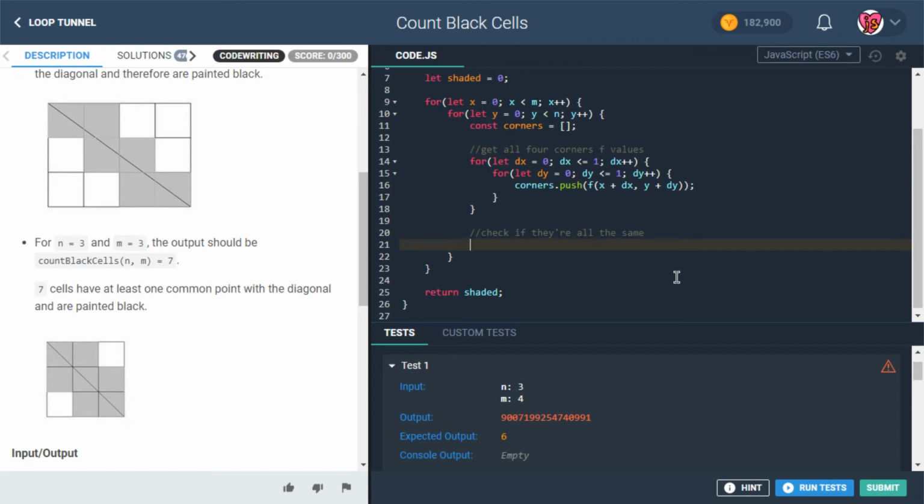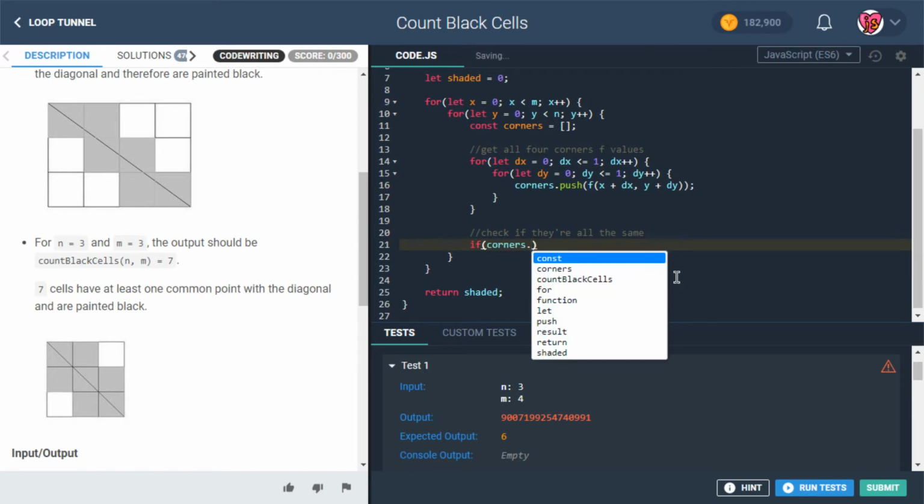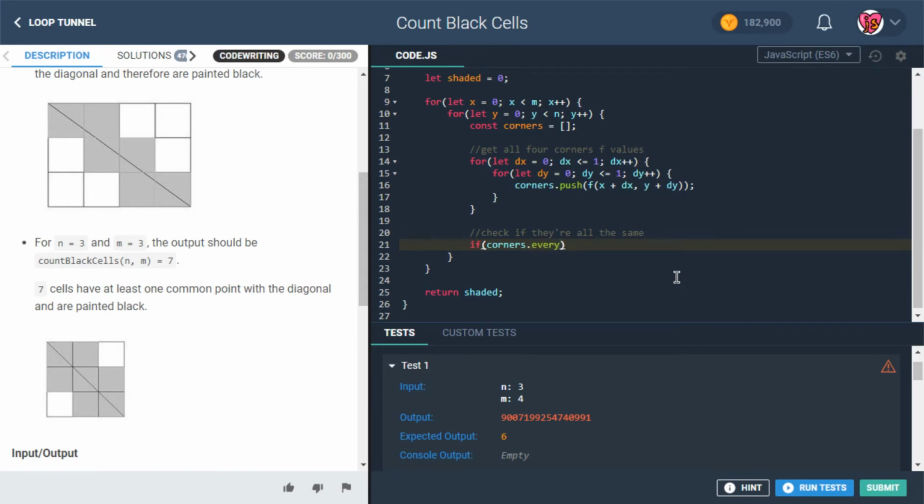So we'll say if corners, I want to do this in a slick way. Can we do this in a slick way? Let's try this. If corners.every, we'll put a function in here. It's going to take a corner, and it's going to say every one of them is going to be equal to corners at 0. I'm just using corners at 0 because it's one of them, but I could have just as easily used 1, 2, or 3. It just has to be one of them is the main point.